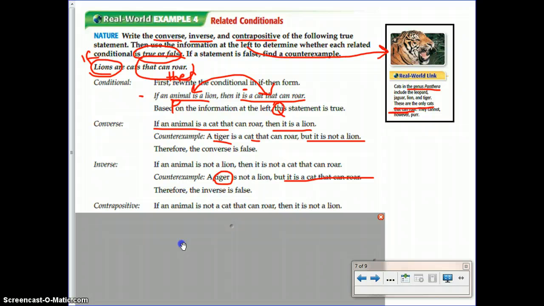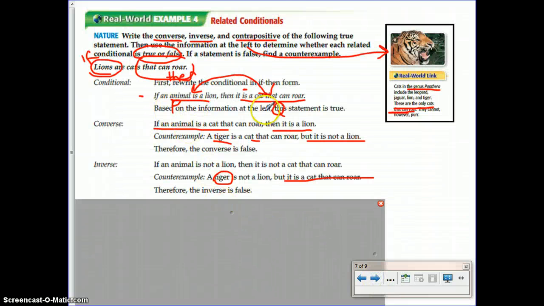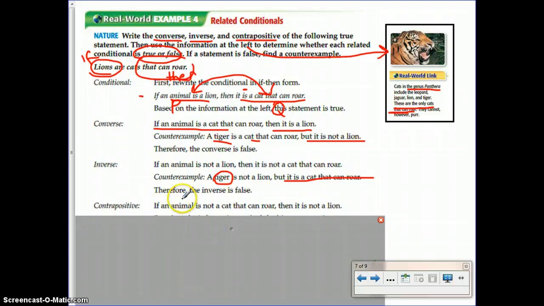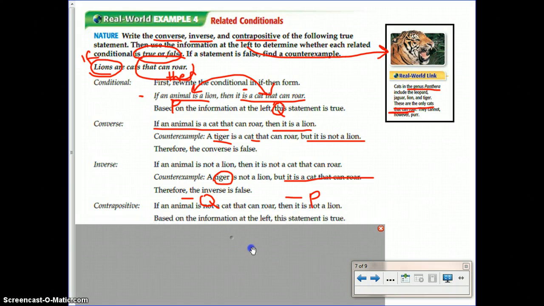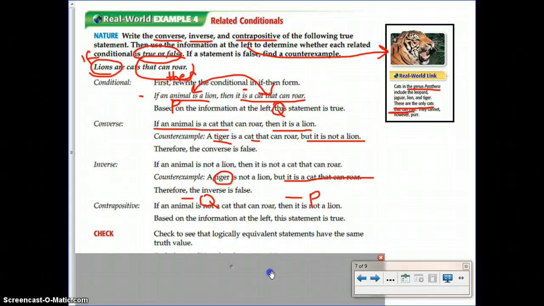The contrapositive, remember, is going to be the opposite of Q implies the opposite of P. So if this is Q, we're going to say if it's not a cat that can roar, then it's not a lion. So this is opposite of Q implies opposite of P. So we just have to use that formula. Based on the information at left, if it's not a cat that can roar, then it's not a lion. This must be true.